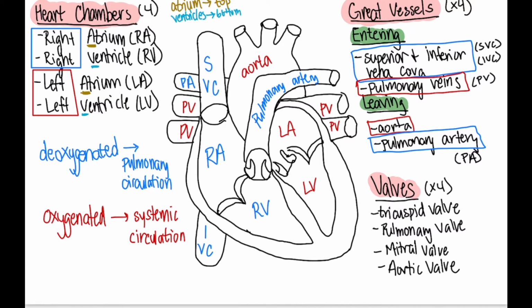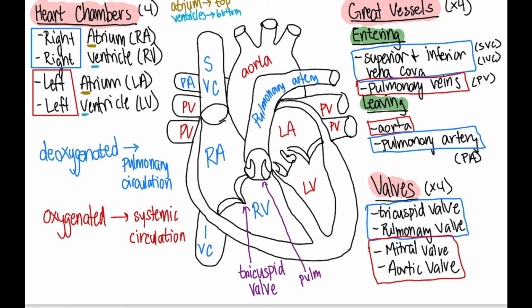So the tricuspid and pulmonary valve are going to be associated with deoxygenated blood, so they're going to be on the right side of the heart, and the mitral and aortic valve are going to be associated with oxygenated blood, so they're going to be on the left side of the heart. I'm actually going to write these in purple, that way it doesn't get confusing with all of these chambers, vessels, and valves going in and out of the heart.